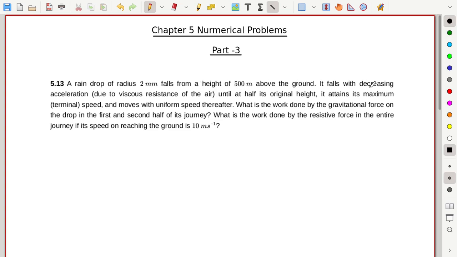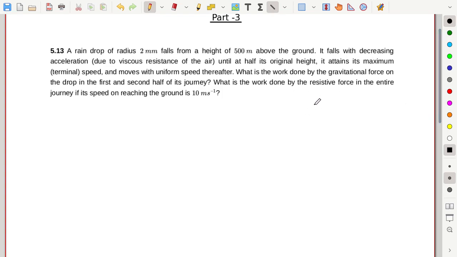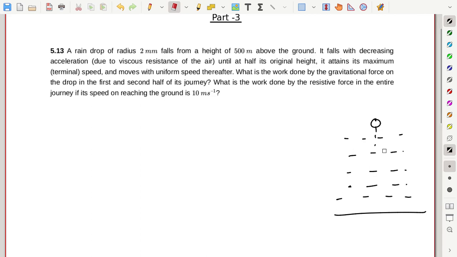the ground. It falls with a decreasing acceleration due to viscous force of air until at half of its original height it attains a maximum terminal velocity, okay, terminal speed. So a water drop is falling from a height, okay, so there is air in between. This is a water drop and this is the earth surface. We have air all over. So this water drop is traveling through this air.